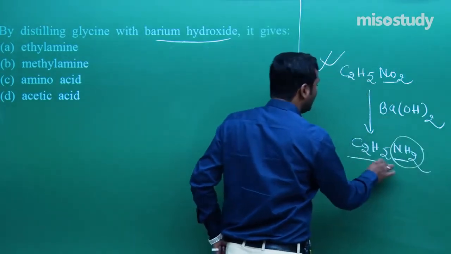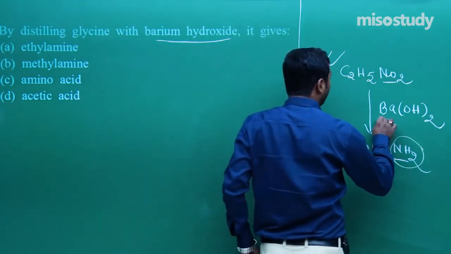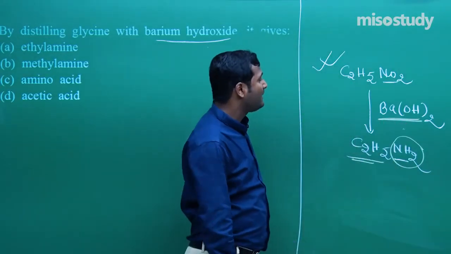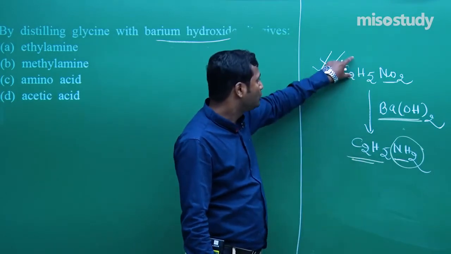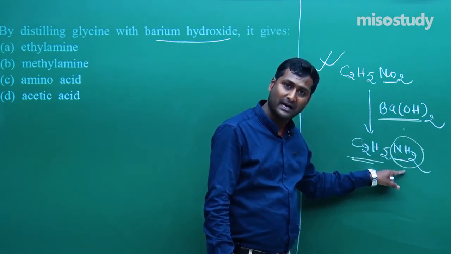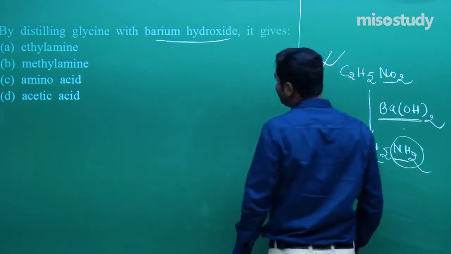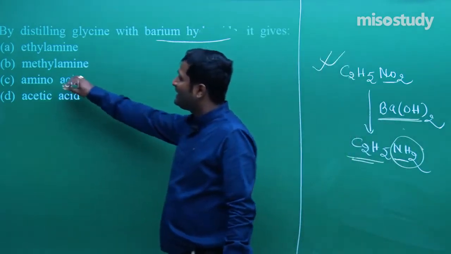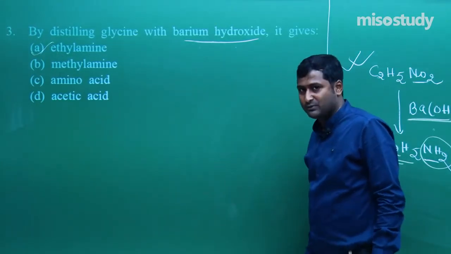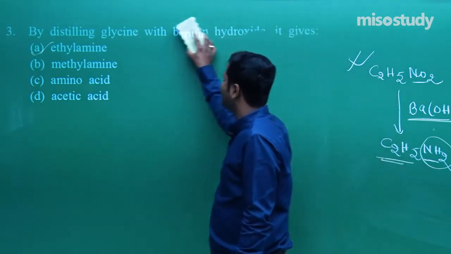Remember this reaction? So we can say that distilling glycine in presence of barium hydroxide gives you the 2 carbon compound, that is ethylamine. Am I right? So for question number 3, A is the correct option. Clear, friend? Now let's move to the next question.